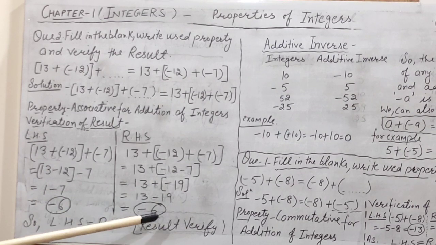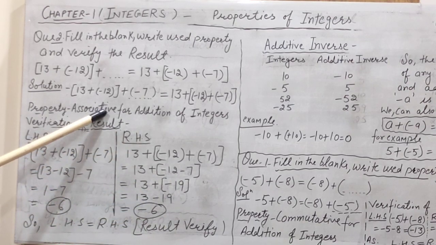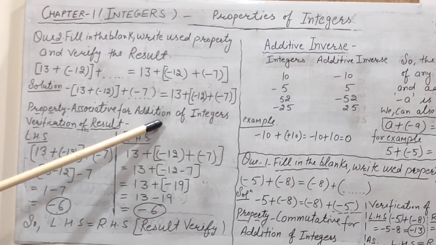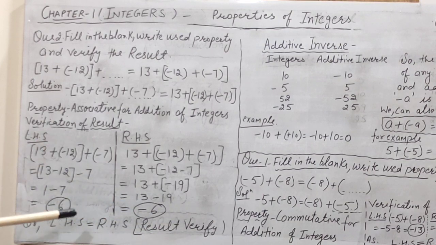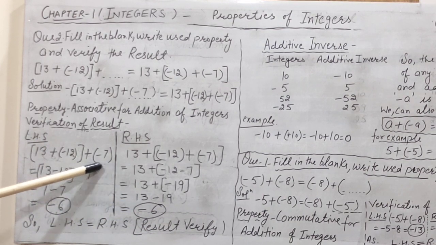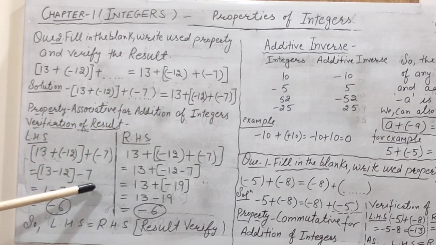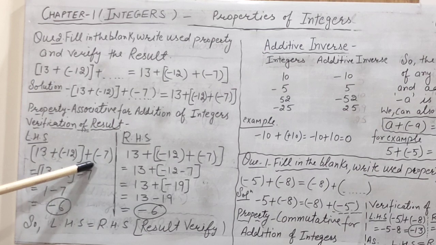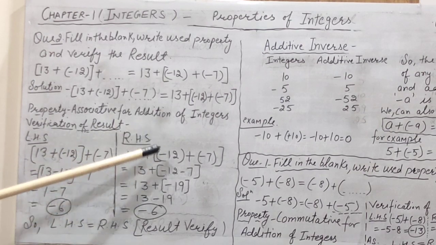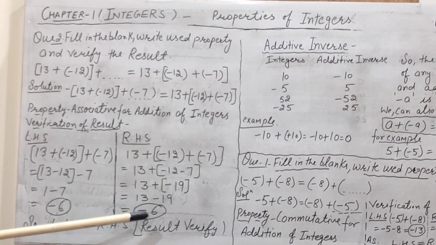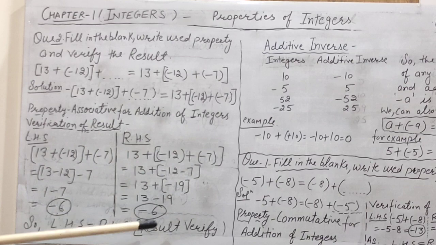Both results are similar. So, associative property for addition of the integers is verified. We proved that when we fill the blank, we have to place -7. So, we have proved if we place -7 in the blank, then the result of the left hand side is equal to the result of the right hand side. So, associative property for addition is solved.